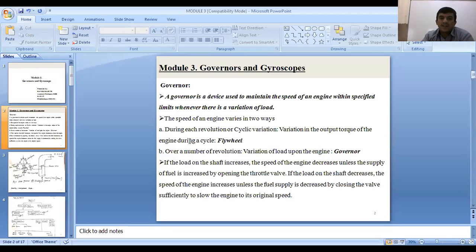Again, the load varies on the engine in two ways. In each cycle of rotation, to complete the cycle, the load varies. In each cycle, the output torque of the engine on the crankshaft varies, and then you use a flywheel. If the variation is over a number of revolutions, then we use a governor, right?